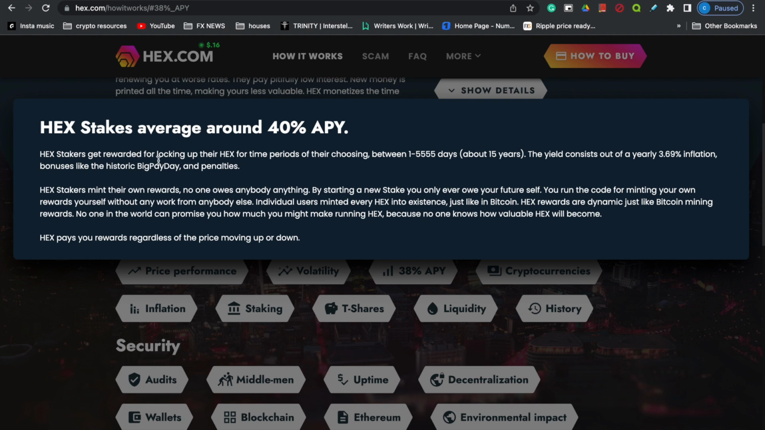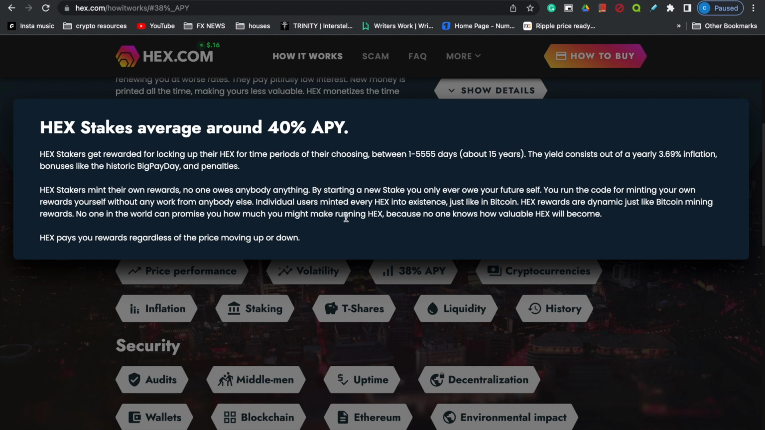Hex stakers get rewarded for locking up their Hex for time periods of their choosing between 1 to 5,555 days, about 15 years. The yield consists of yearly 3.69% inflation bonuses like the historic big payday and penalties. Hex stakers mint their own rewards. No one owes anybody anything. By starting a new stake, you only ever owe your future self. You run the code for minting your own rewards yourself without any work from anybody else.